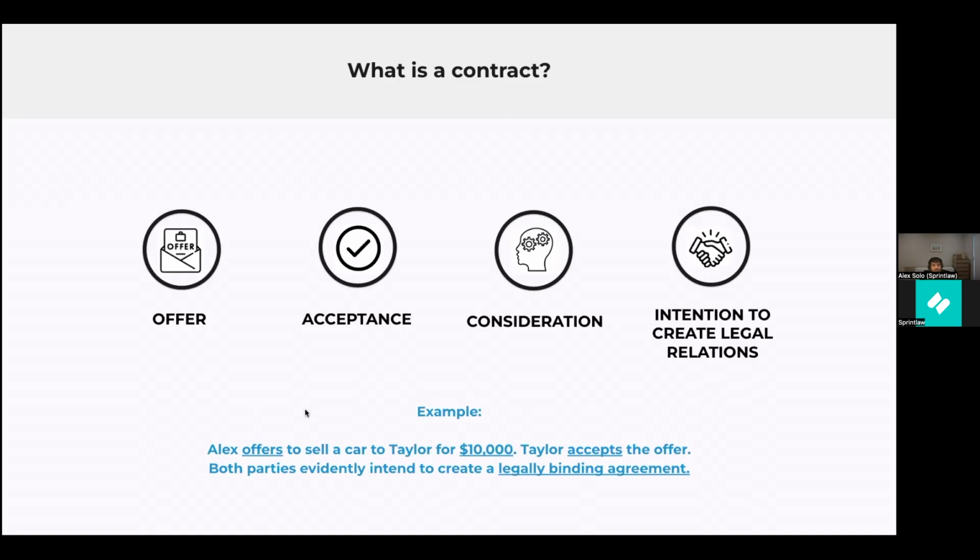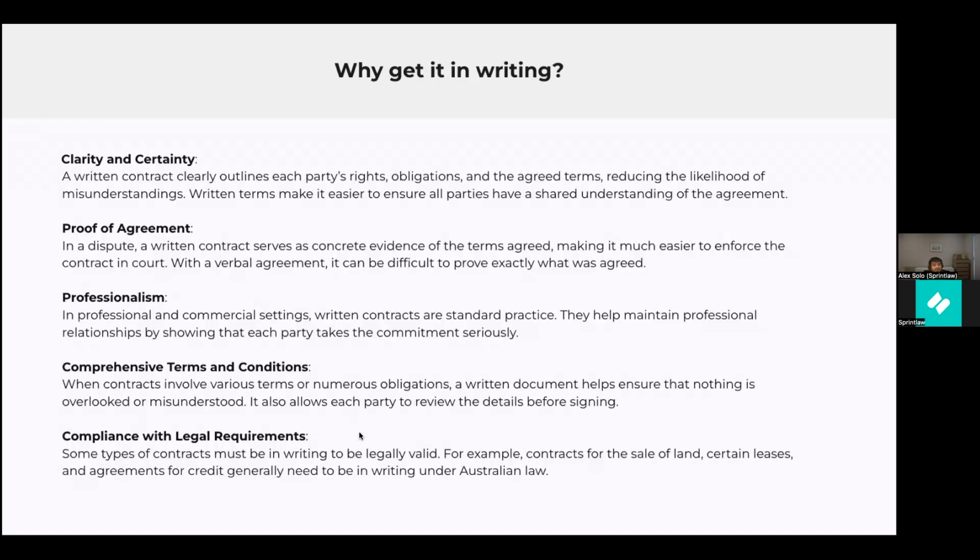But if this arrangement was more complicated, the car was being paid for in installments, if there was a problem in the first 6 months, Alex could get a 50% refund. If it got more and more sophisticated, that becomes more and more important to get something in writing to explain, I guess, how it all works.